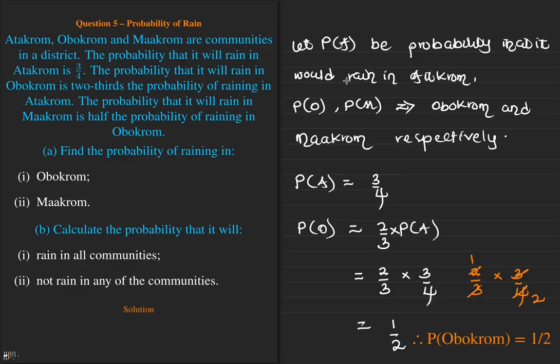You'd realize that this question is not only testing your knowledge of probabilities, but you are also being tested on how to interpret word problems. So let's look at the second one as well.